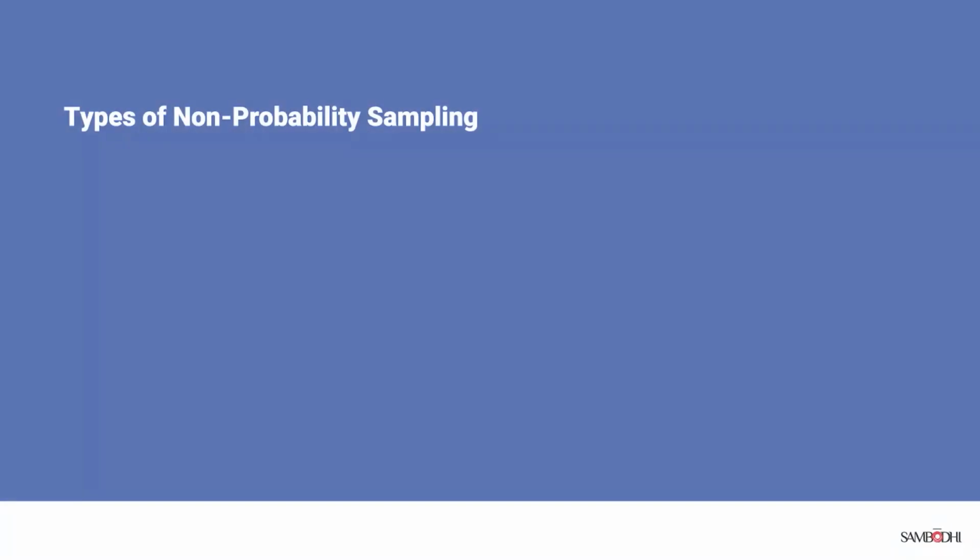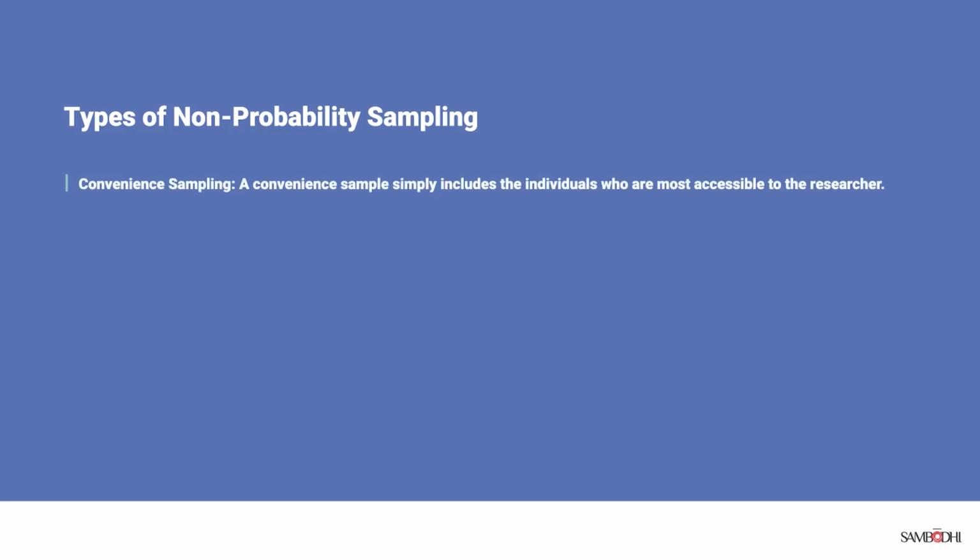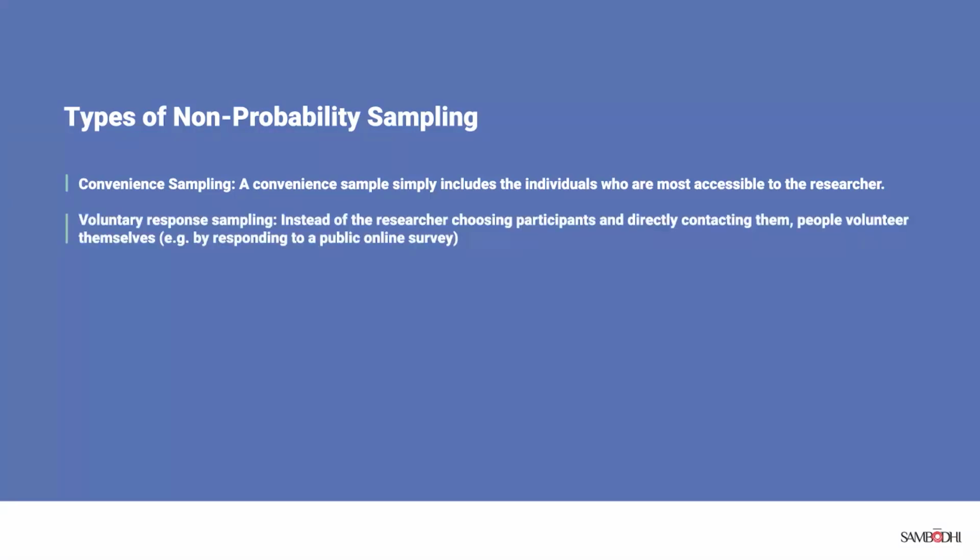Let us now discuss non-probability sampling. There are 4 kinds. Convenience sampling, which includes the individuals who happen to be most accessible to the researcher. Second is voluntary response sampling. Here, instead of the researcher choosing participants and directly contacting them, people volunteer themselves.